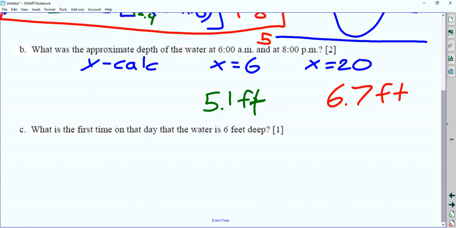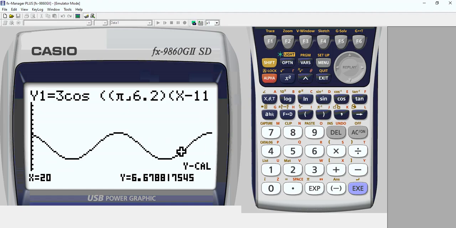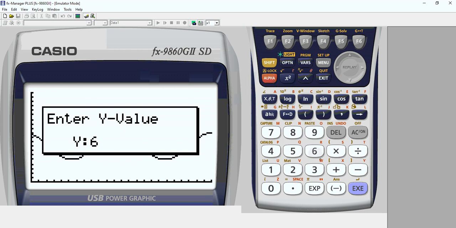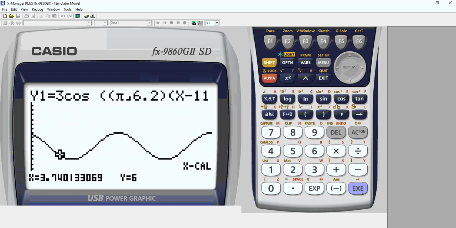Last, the first time on that day. The day is already 0 to 24, so whatever we get for the first time will be in that day. When the water is 6 feet deep, that's a y value. Y equals 6. We need the x value, so we're going to do an x calc. Or you could have done another line that said y equals 6, and then done the intersection. So, G-Solve, x calc, y equals 6. It happens at 3.74.